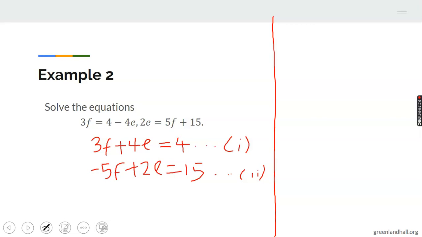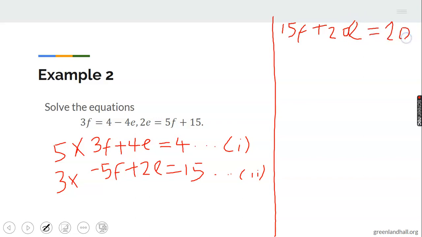Now, this is 3, this is 5. So I can multiply this one by 5 and this one by 3. So I'm multiplying equation 1 by 5 and equation 2 by 3. If I do that, that will be 15f plus 20e equals 20. Please don't forget to label this equation 3 in your notes.